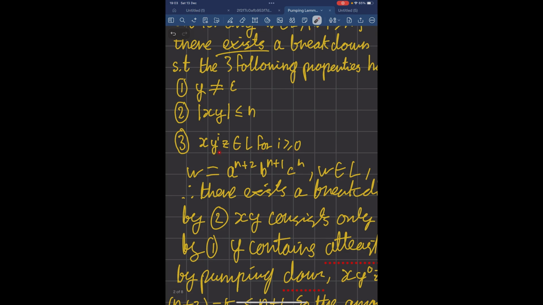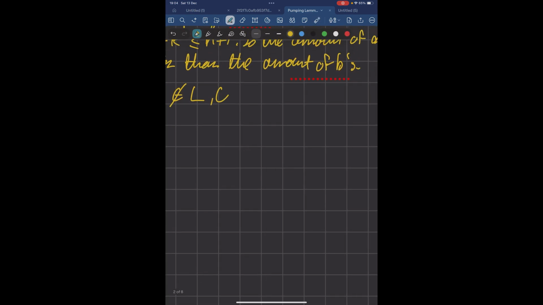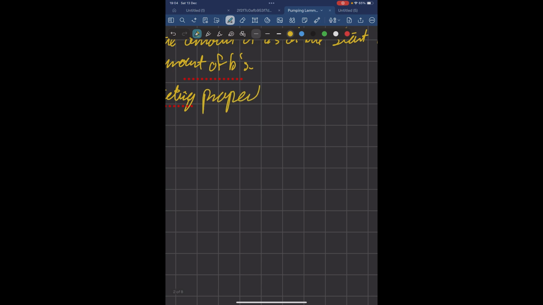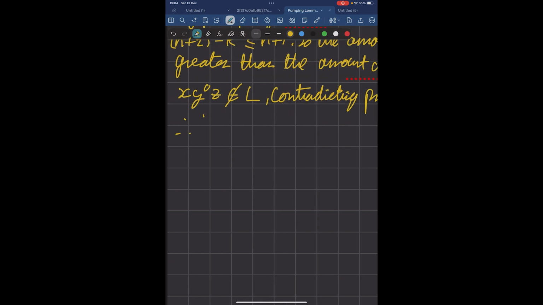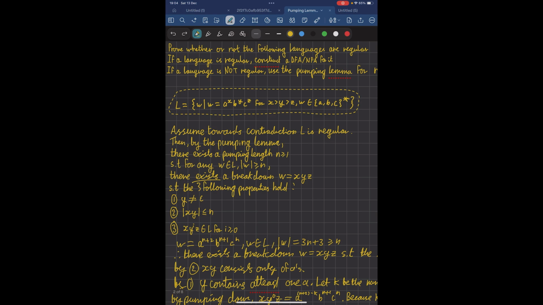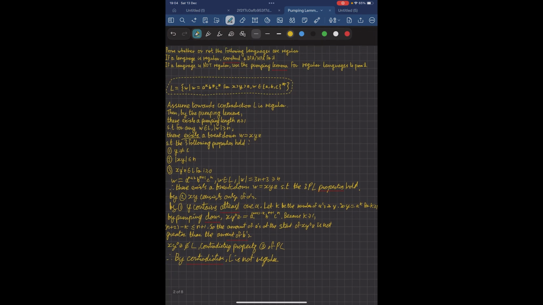which contradicts this property, contradicting property 3 of the pumping lemma. So therefore, by contradiction, our assumption that L was regular is wrong. So it's not regular. By contradiction, L is not regular. And that's it for this question. On to the next.